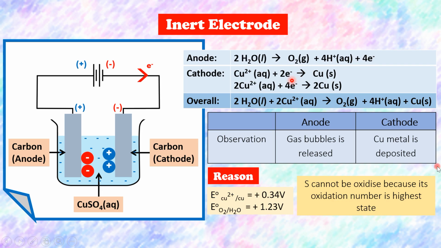Since the number of electrons at both half cells is unequal, therefore the half equation at the cathode we have to times by 2. And this is the equation. Okay, next we can cancel out the number of electrons and we can get this overall equation. We can see bubbles of gas released at the anode and copper metal is deposited at the cathode.